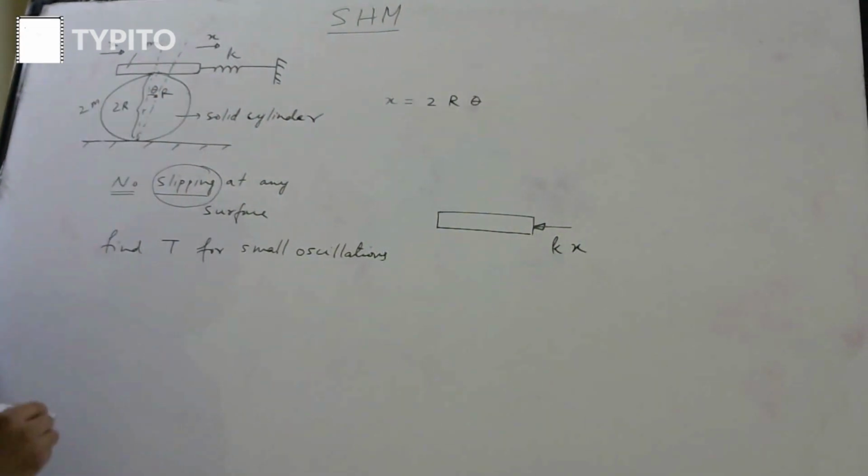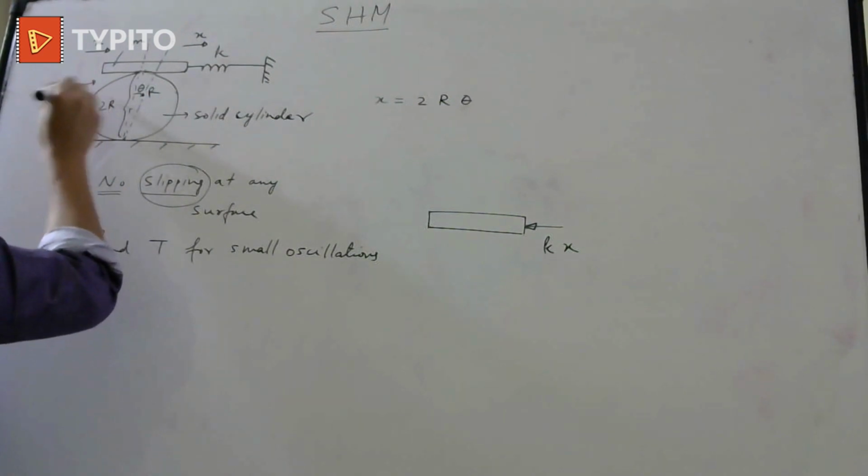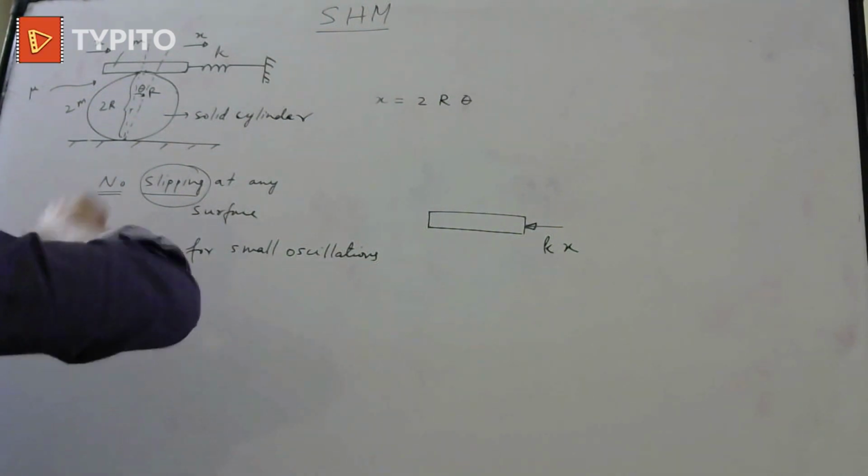What about the friction here? There will be some friction, right? So coefficient of friction is, let's say, mu. So there will be some friction. How to find the direction of friction?